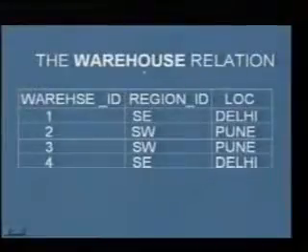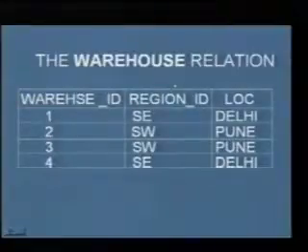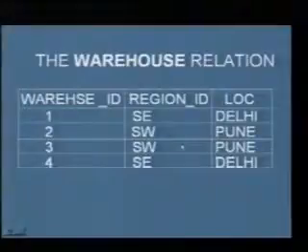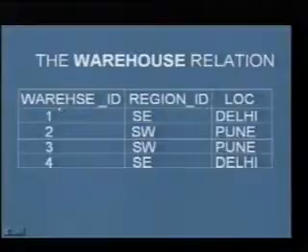This is an example of the warehouse relation. It has three attributes: warehouse ID, region ID, and location. We can see from this relation that the values of warehouse ID are all distinct, but in the case of region ID and location, the values are repeating in two cases. That's why in this case the warehouse ID is the candidate key of this relation.